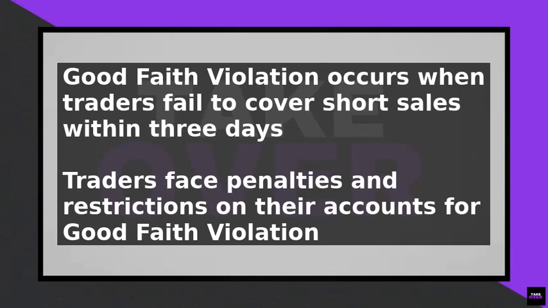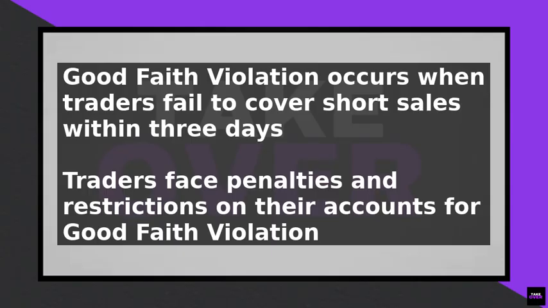To check for good faith violation on Webull, start by understanding what good faith violation is. Good faith violation, or GFV, occurs when a trader fails to cover or close a short sale position within the designated time frame, typically 3 days. This can result in penalties and restrictions on the trader's account.